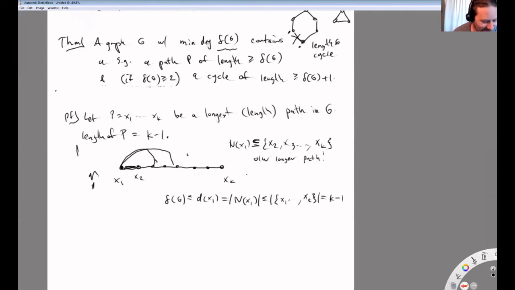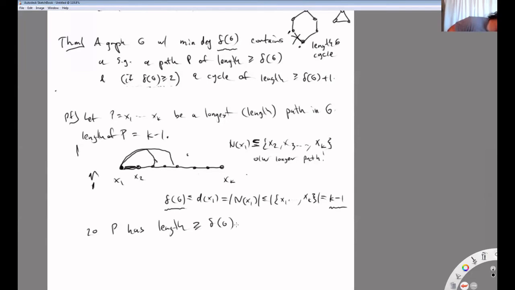So, okay, this inequality though, what is it established? The minimum degree here is less than or equal to k minus 1. What was k minus 1? The length? Yeah, it was the length. So we have a path of length k minus 1. We have a path of length at least the minimum degree, right? So this path here, P, has length at least delta of G by the above inequality there, okay?